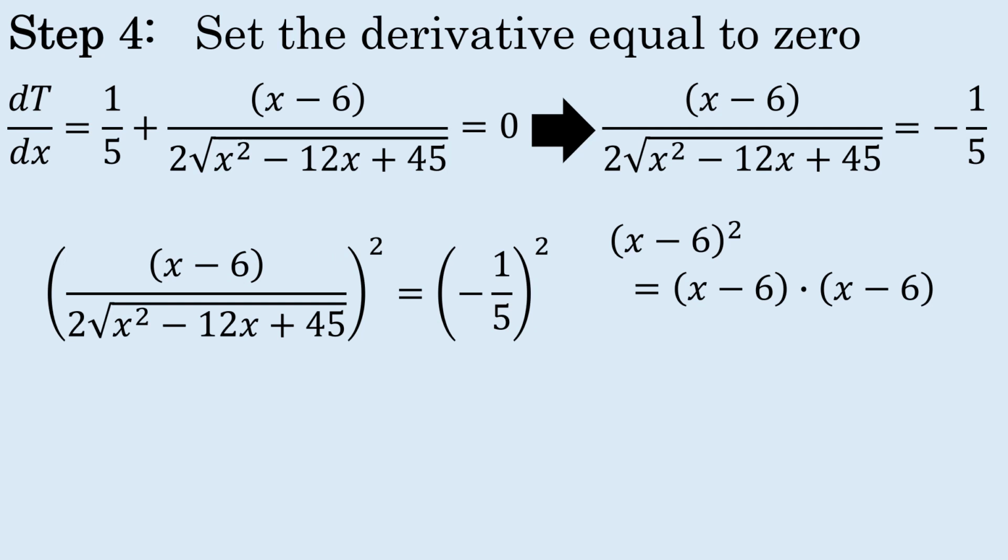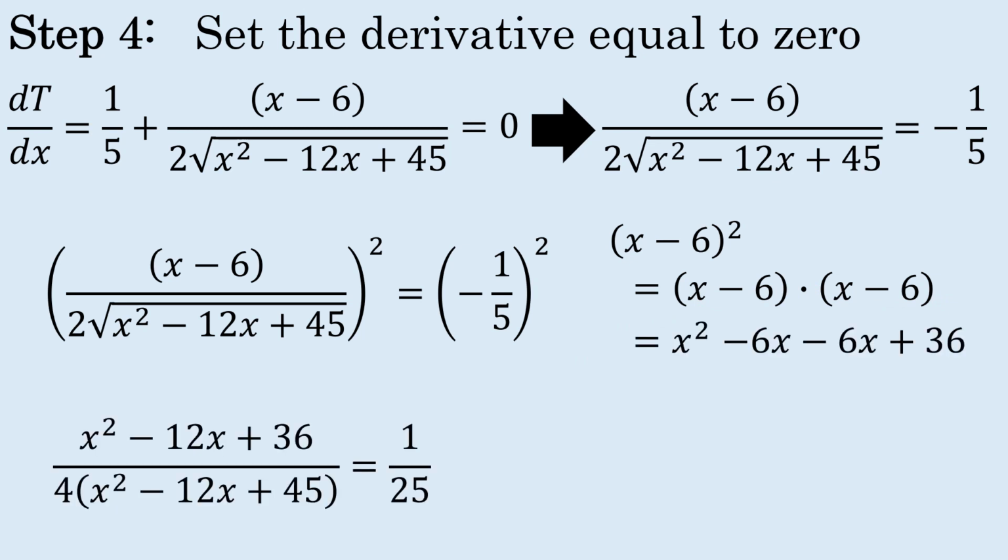Remember, x minus 6 to the second power is certainly not x squared minus 6 squared. It's x minus 6 times x minus 6. And you'll go ahead and multiply that out. x squared minus 6x minus 6x plus 36 is x squared minus 12x plus 36 when you combine the like terms. We'll square the 2 to get 4. We'll square the square root of x squared minus 12x plus 45. Squaring and square root are inverse operations. That will cancel each other out.